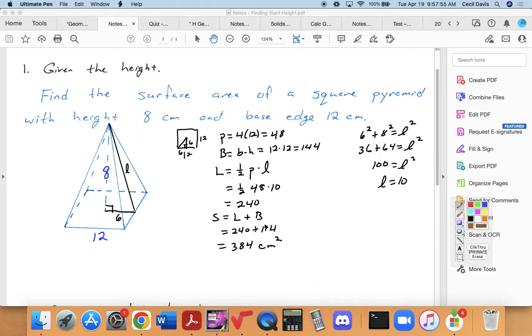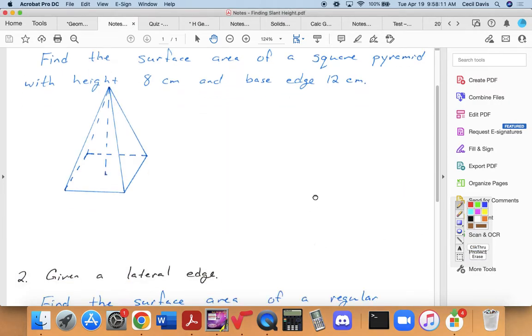So that's what you're going to do if you have the height but not the slant height. What do you need the height to help you find? The volume. You need the height to help you find the volume. All right, let's take a look at the second one.